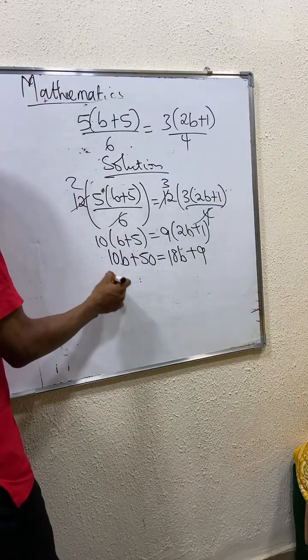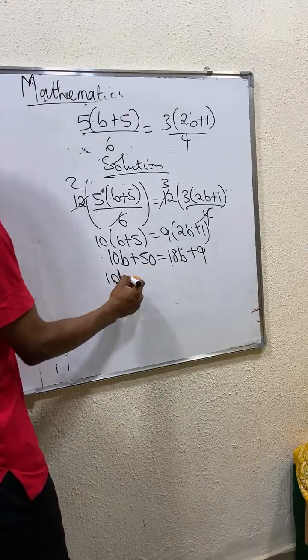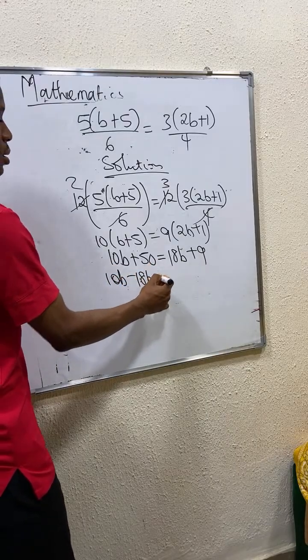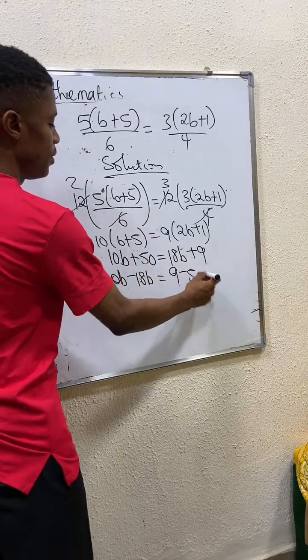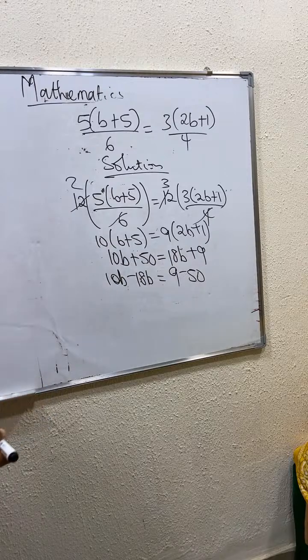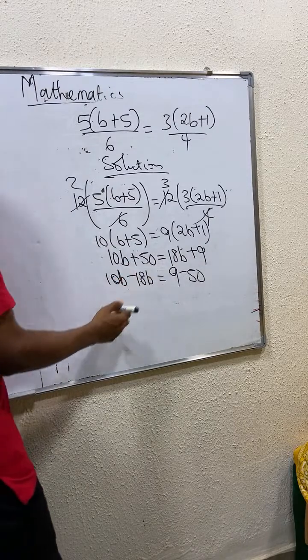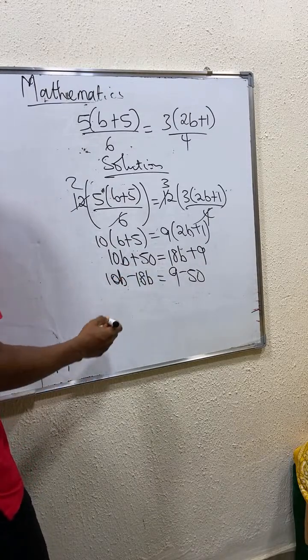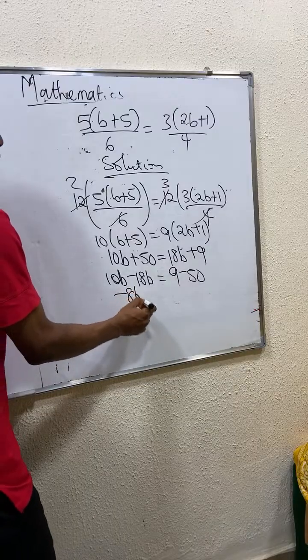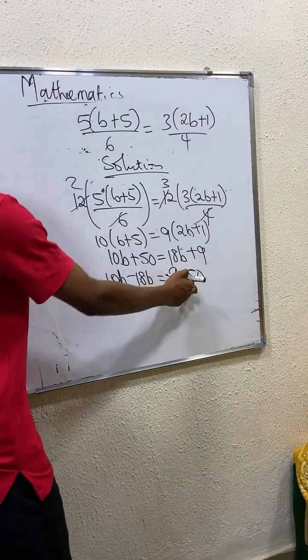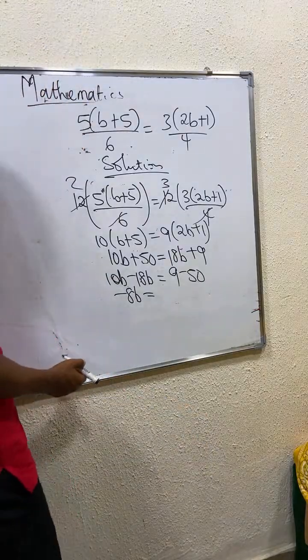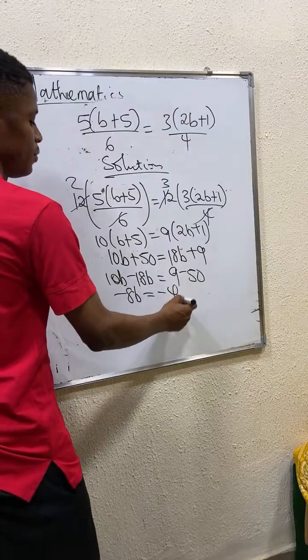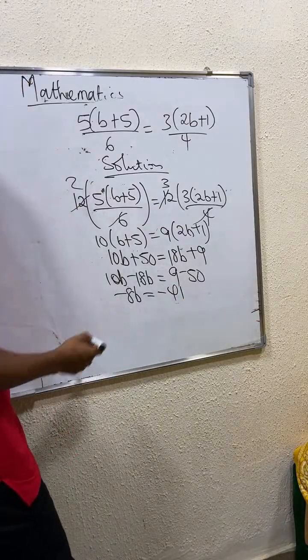Yes. So we have 10b minus 18b is equal to 9 minus 50, right? Yes. Okay, 10 minus 18 is what? Minus 8b, and that equals 9 minus 50, which is minus 41.